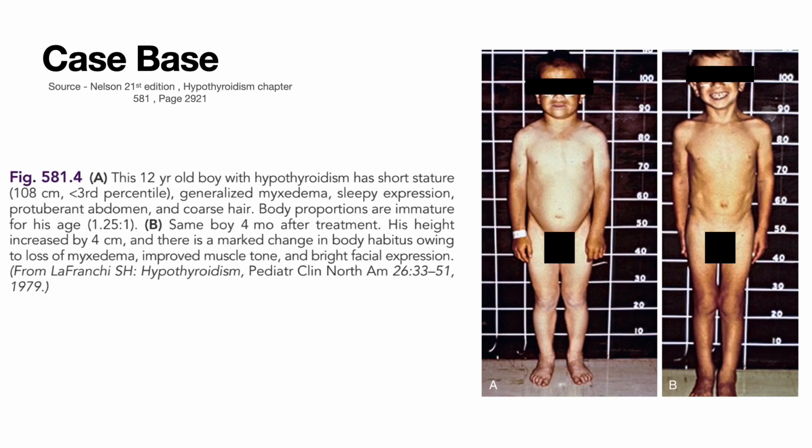Another case taken from the Nelson only shows a 12 year old boy with hypothyroidism who has a short stature and generalized myxedema, sleepy expression, protuberant abdomen, and coarse hairs. The body proportions are immature for his age. The same boy, 4 months after treatment, his height increased by 4 cm, and there is marked change in the body habitus owing to the loss of myxedema and the improved muscle tone and the bright facial expression.